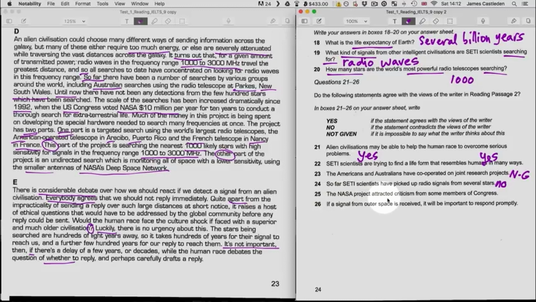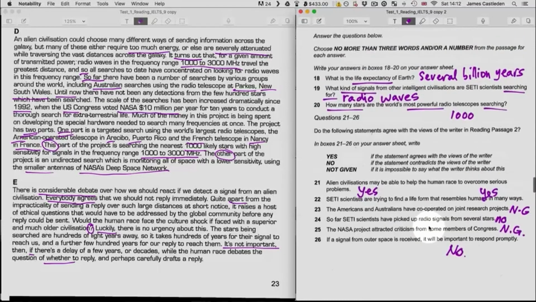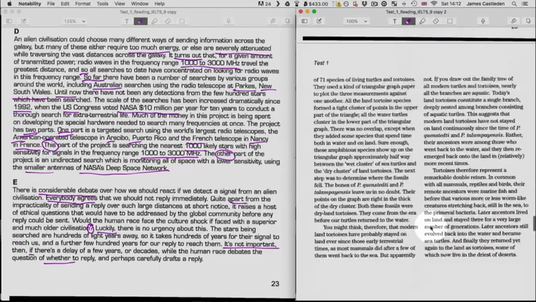25. The NASA project attracted criticism from some members of Congress. Now, I think that was true, but it's not written here. So, not given. And if a signal from outer space is received, it will be important to respond promptly? No, because we know that there's a delay of a few years or decades while the human race debates the question, because it takes such a long time to get it back to them. So, no. Okay, alright, we're almost here.